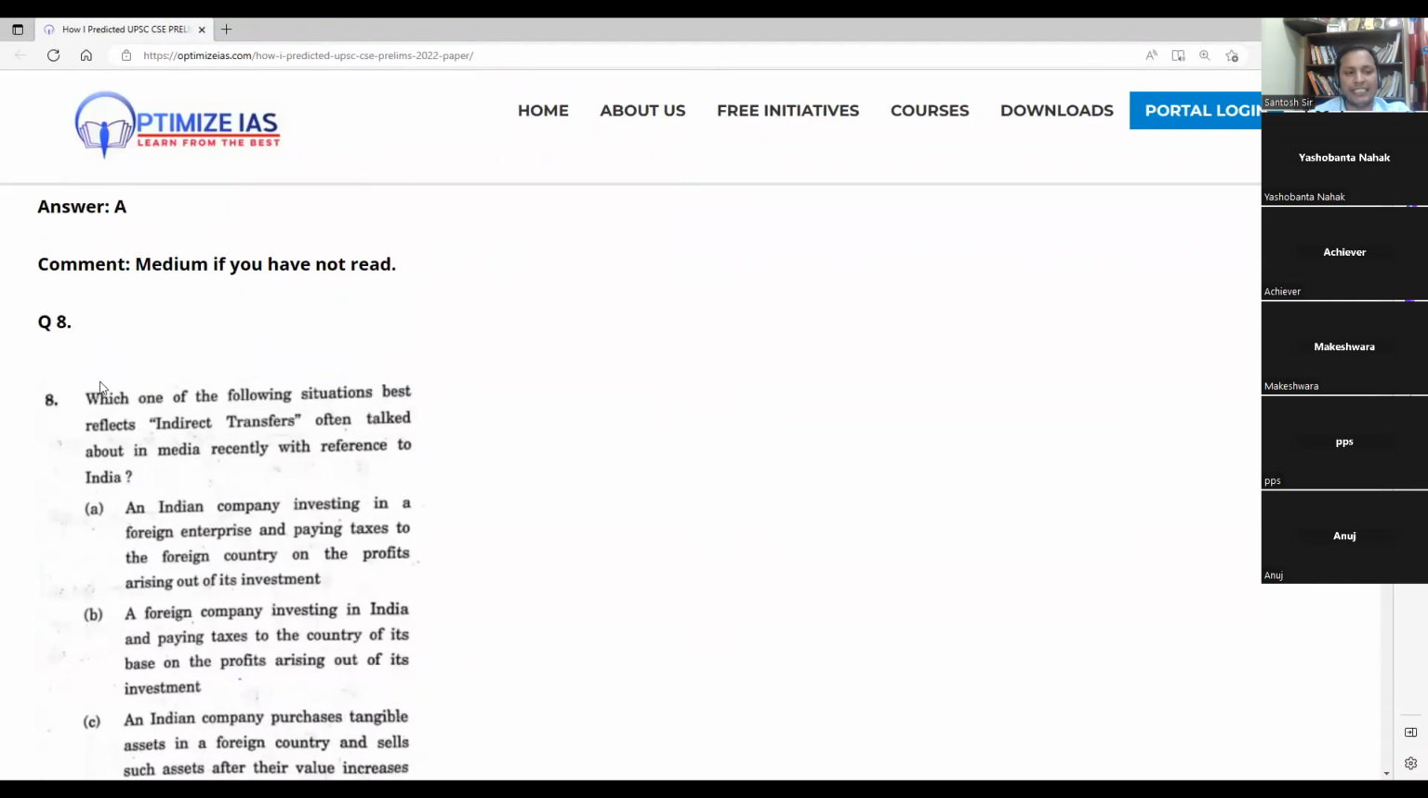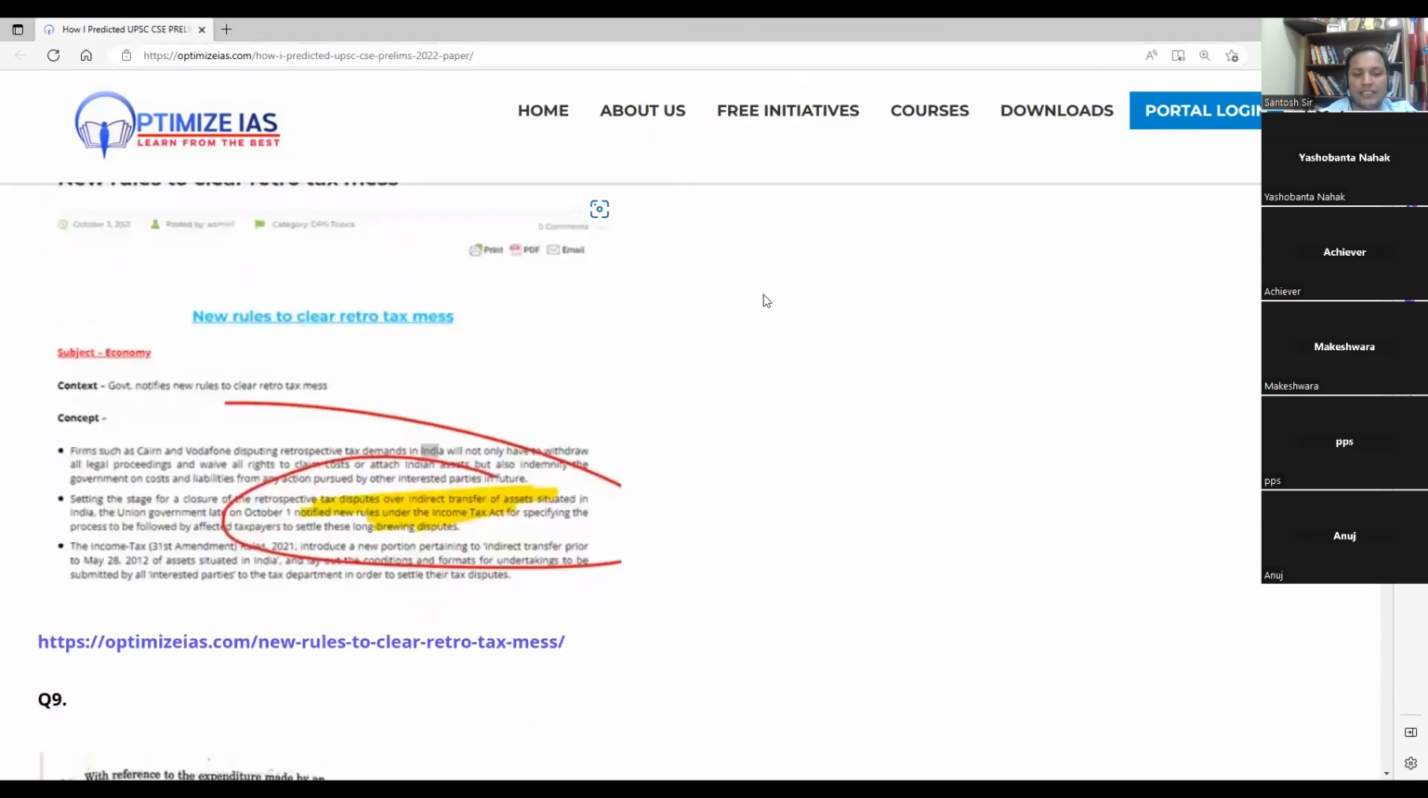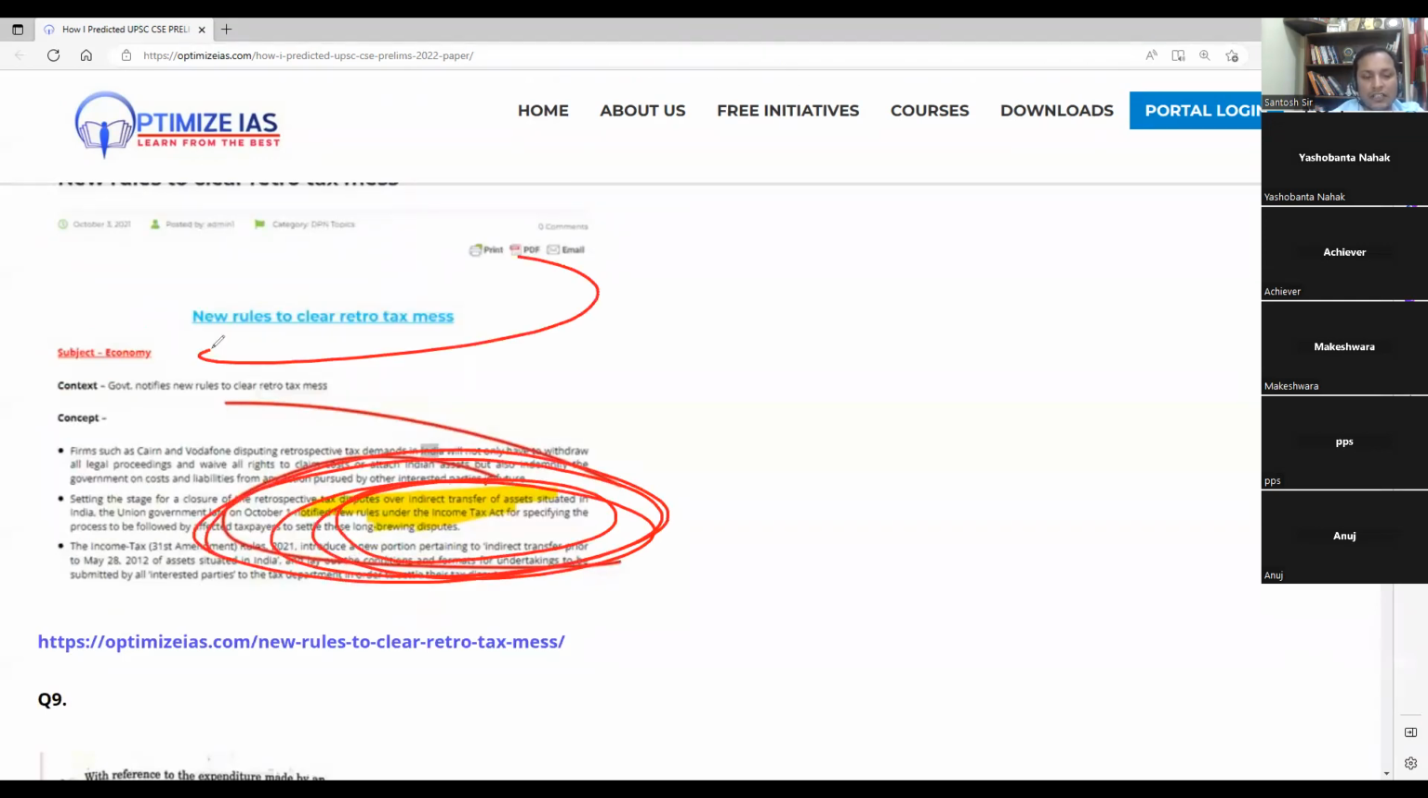Question number 7. Then you see indirect transfer. What is indirect transfer in India? Guys, exactly word to word from the current affairs notes. You can see here, indirect transfer, new rules for retro tax.